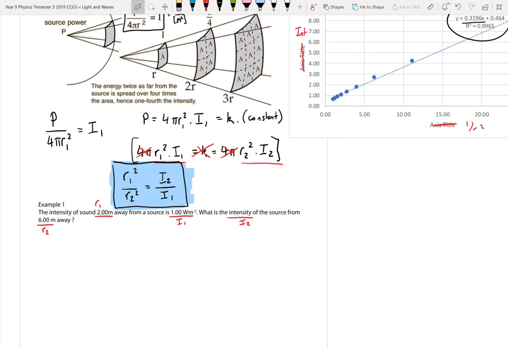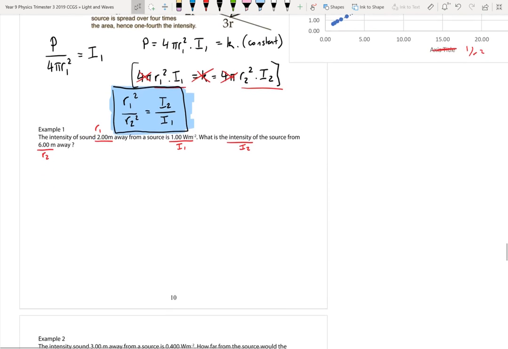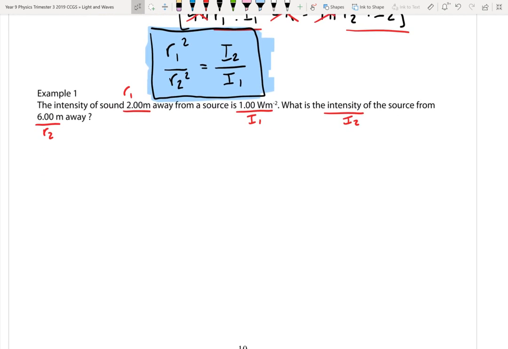But here's what you want to do. We're going to throw our equation down. Or let's just make you guys good students. Let's write all of our variables down. R1 equals 2. R2 equals question mark. No, it's not. It's 6. I1 equals 1. I2 equals question mark.